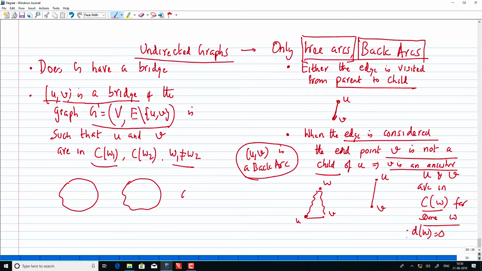This is the graph G prime, right? U is here, V is here. This graph, right, it's just one component. Everybody is reachable from a vertex called W2. This is just one connected component. Everybody is reachable from this vertex called W1. Right? This is the graph G prime. How do I get G from here? By just putting back this edge. Right? This edge is called a bridge.